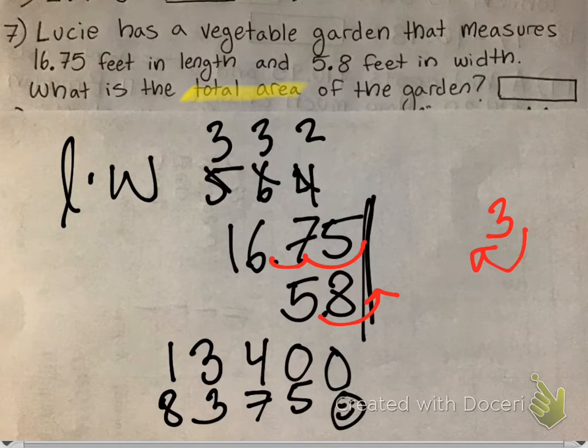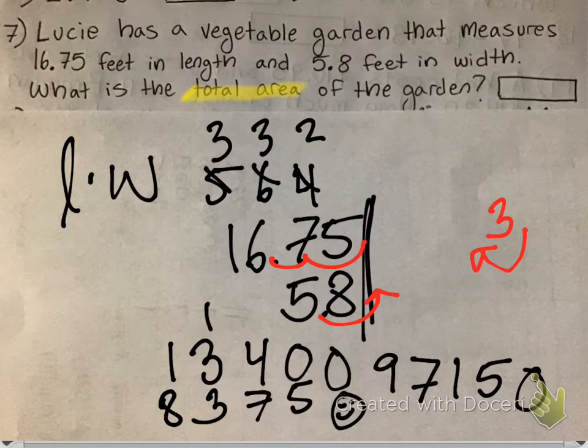So we get 0, 5, 11, 7, 9, which brings it over 1, 2, 3. So our answer is 97.15. Thumbs up if you agree. Thumbs up. We got a lot of thumbs up here.